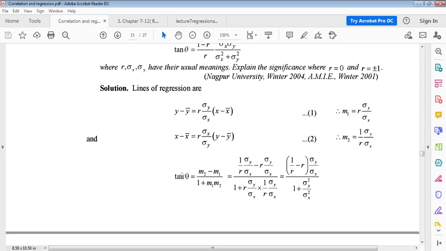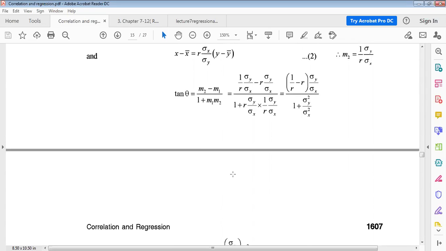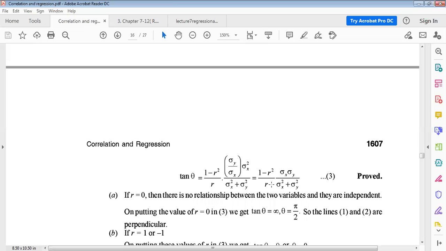So tan theta equals what? We know the formula: tan theta equals m1 minus m2 divided by 1 plus m1 times m2. Just putting in m1 and m2, we get tan theta equals this. If r equals 0 here, then 1 by r.